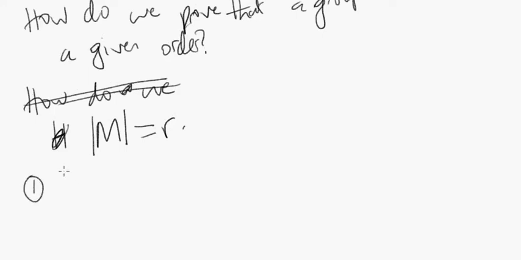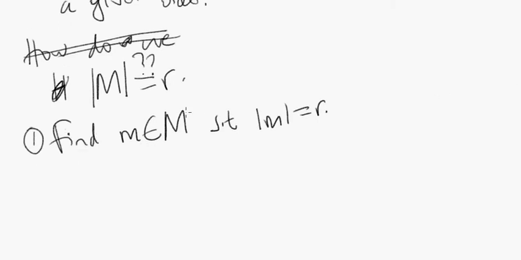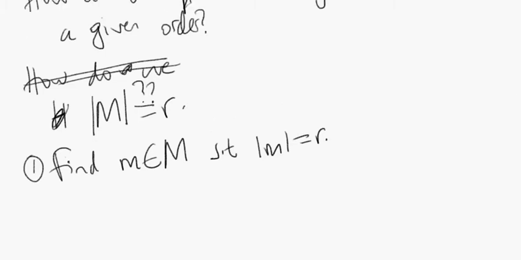One way to do this is to find some little m, an element of big M, such that the order of the element equals R. So, first of all, why is this convincing? Is this a viable strategy? Let's first examine why it may be a viable strategy, and then let's examine other possibilities as well. So that's one option.